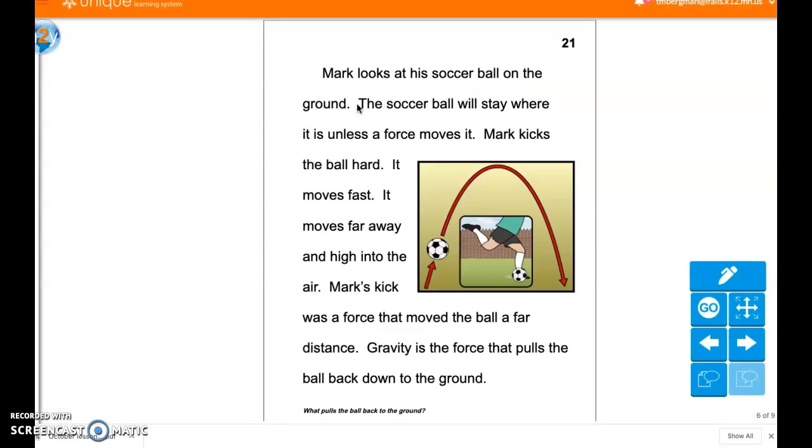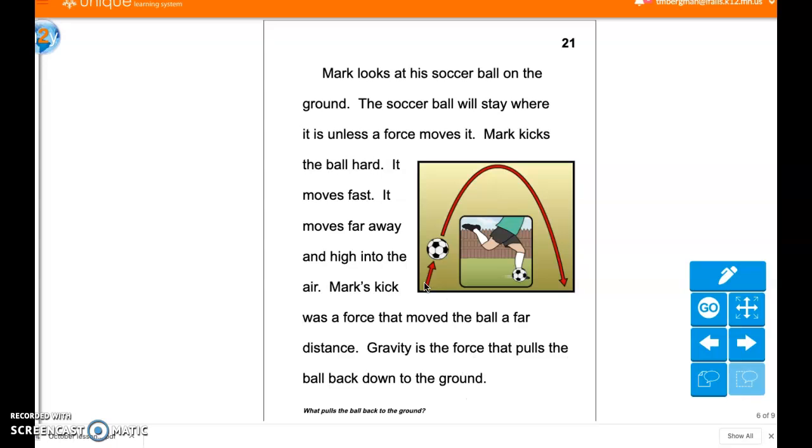Mark looks at his soccer ball on the ground. The soccer ball will stay where it is unless a force moves it. Mark kicks the ball hard. It moves fast. It moves far away and high into the air. Mark's kick was a force that moved the ball a far distance. Gravity is the force that pulls the ball back down to the ground.